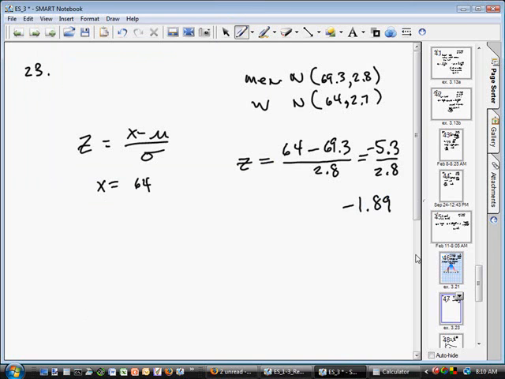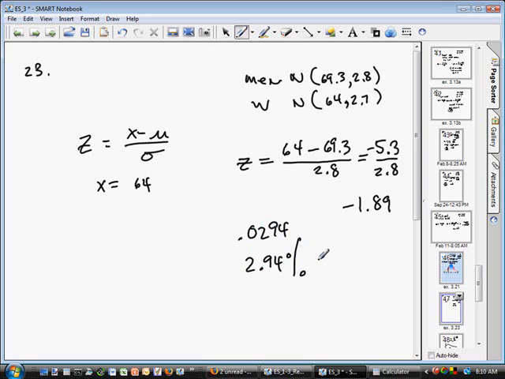Now it's time to pull out the table. And by the way, what did they ask for, greater or less? Shorter. So we can use the table directly. Negative 1.89 gives 0.0294. So that would be 2.94%. Does that make sense?